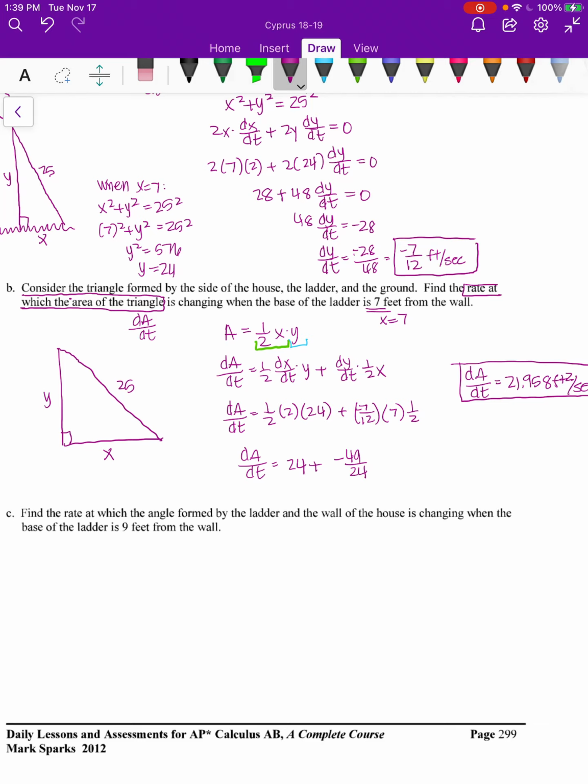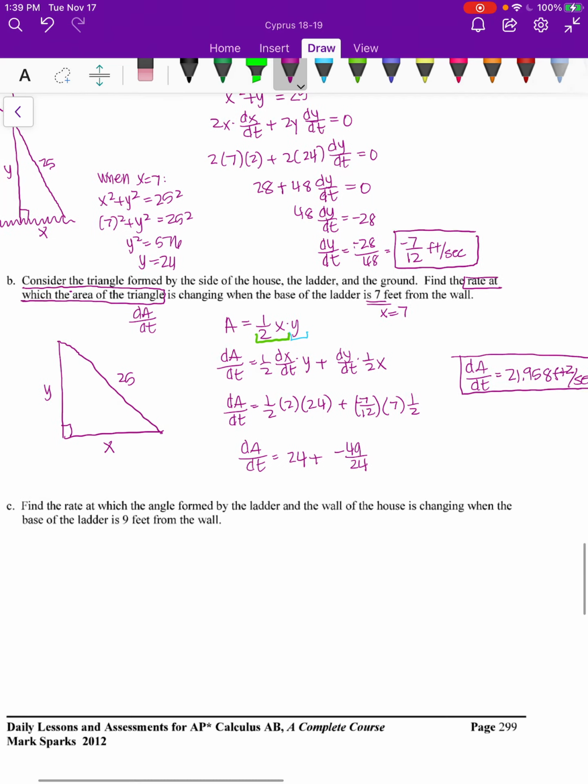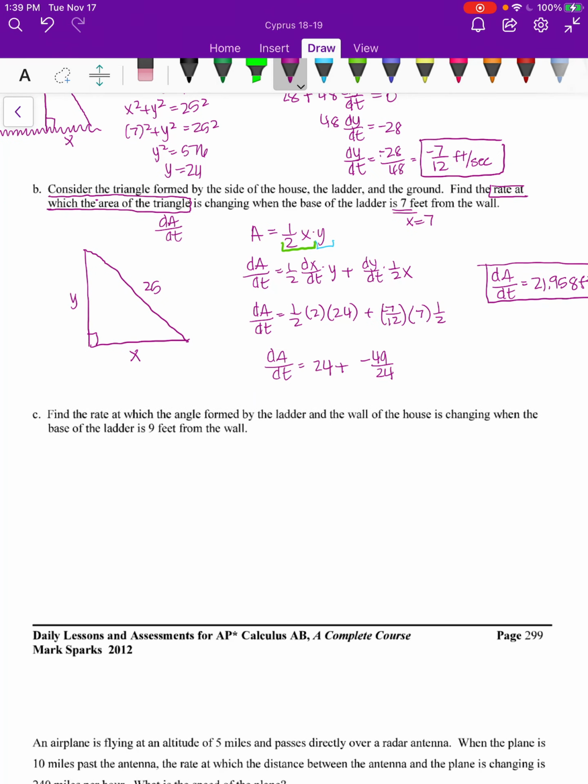Finally, part C. Find the rate at which the angle formed by the ladder and the wall of the house is changing when the base of the ladder is now 9 feet from the wall. Okay, I'm going to draw myself another triangle here. We have our triangle, x, y, 25.